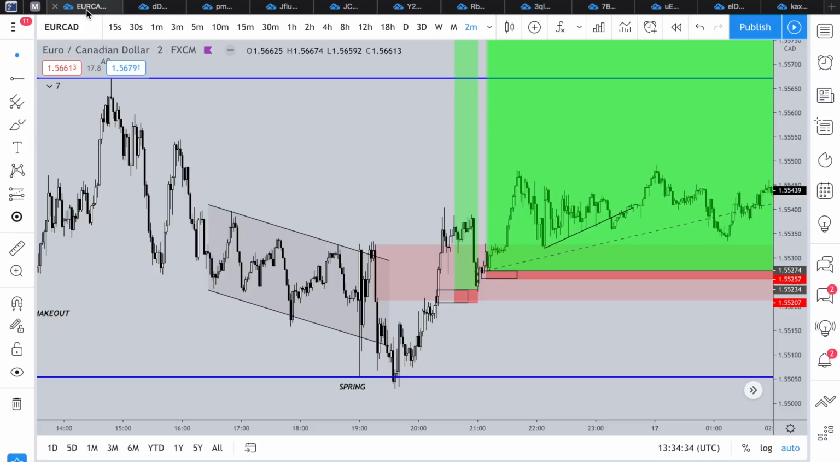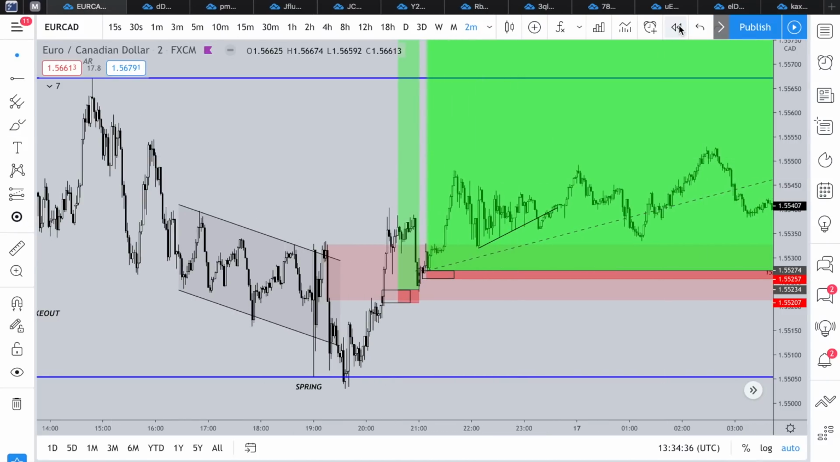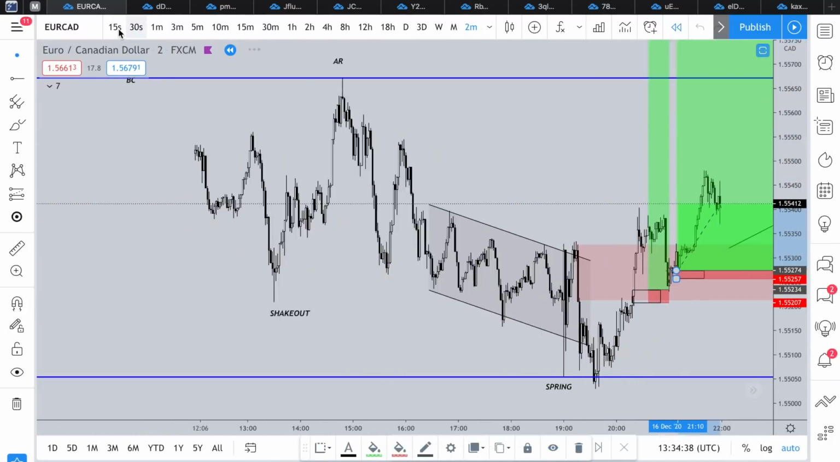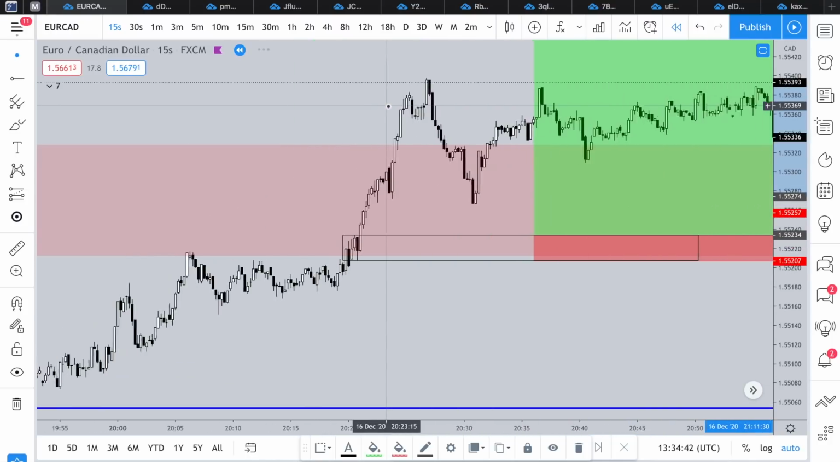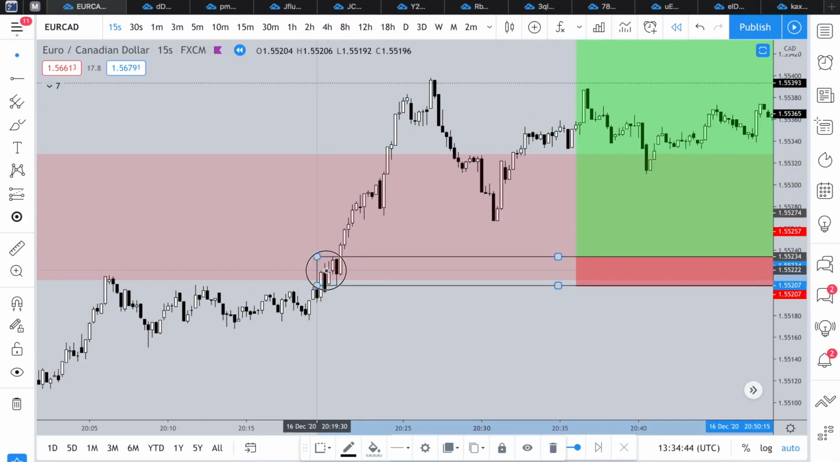So let's go to the charts, let's put this in replay mode and have a look at it on the 15-second time frame. Hopefully TradingView will let me. Yes, it will. Good. So this was the 15-second institutional candle that we were speaking about.